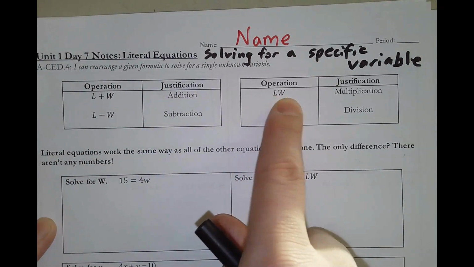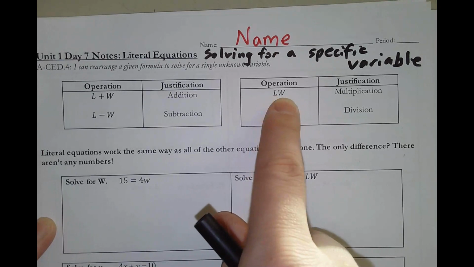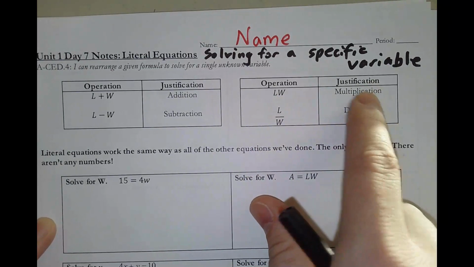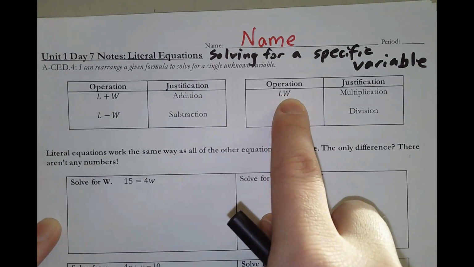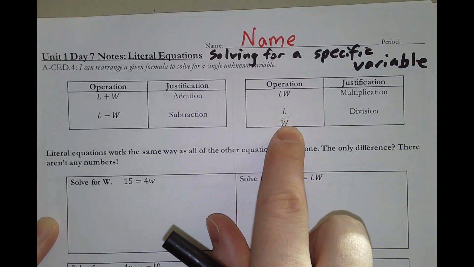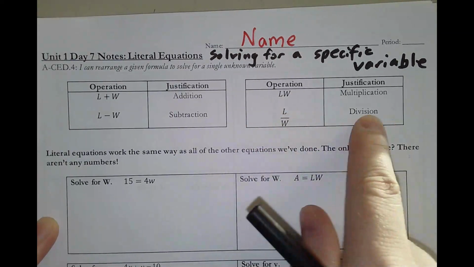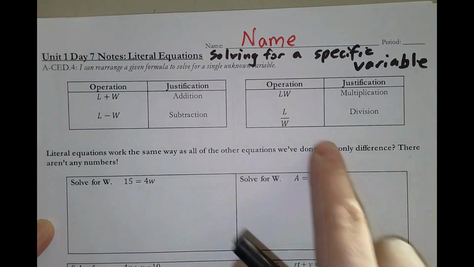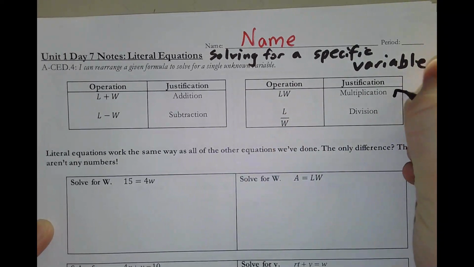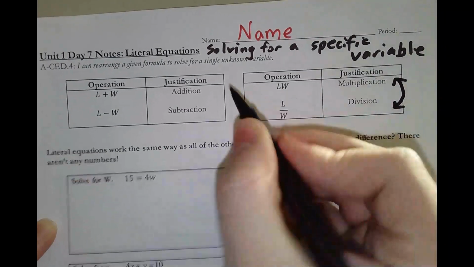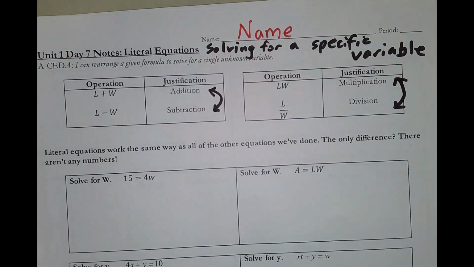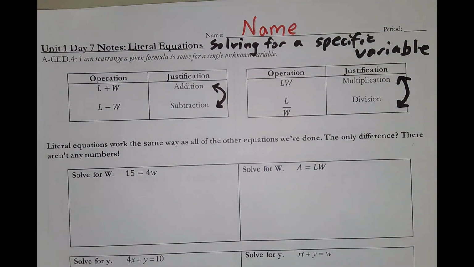This one is a little bit less obvious for some people. When it's two letters that are right next to each other, that means it is going to be multiplication. Okay, so LW means what? L times W. And then L divided by W as a fraction is always division. So you know that you can multiply and divide, and those are opposites. Those undo each other, just like addition and subtraction undo each other. Okay, a lot of these things you're very familiar with, you just need to practice them.